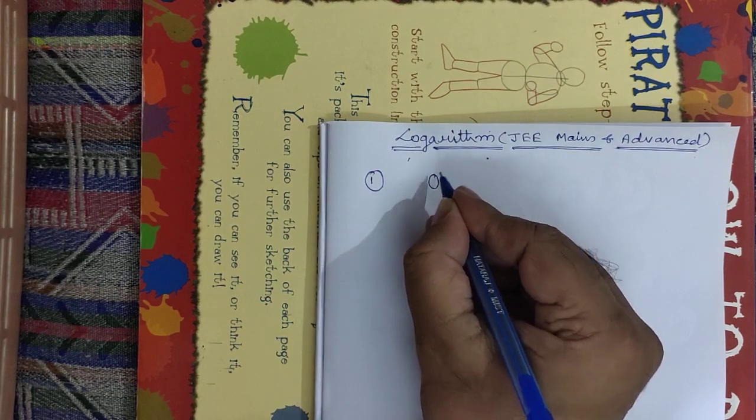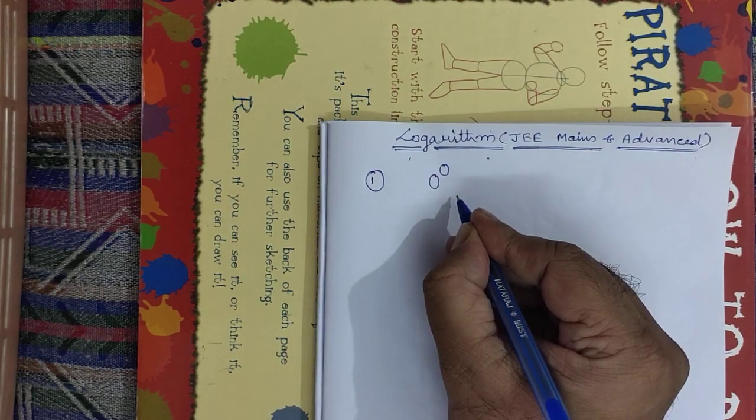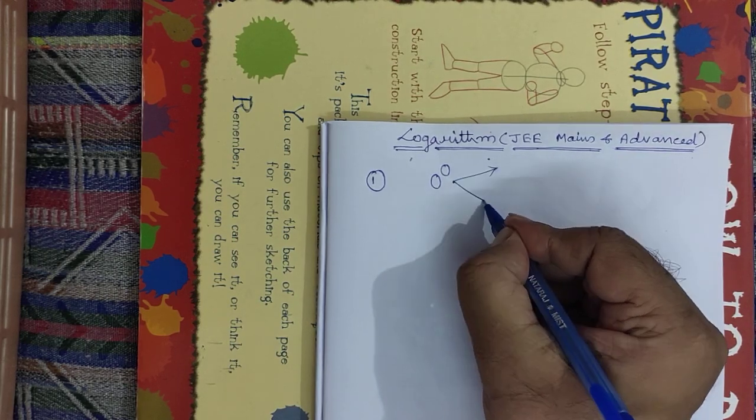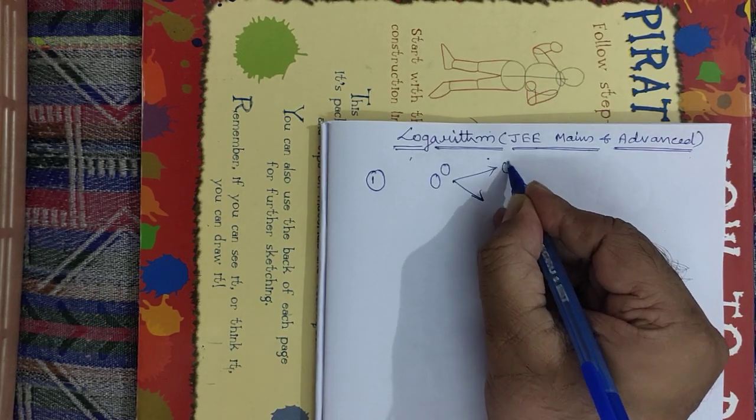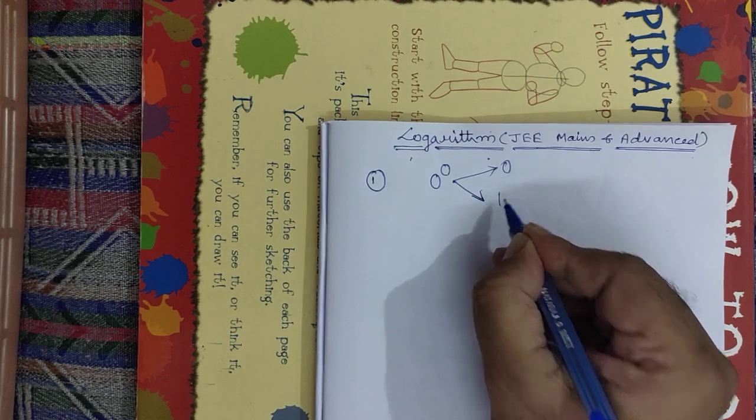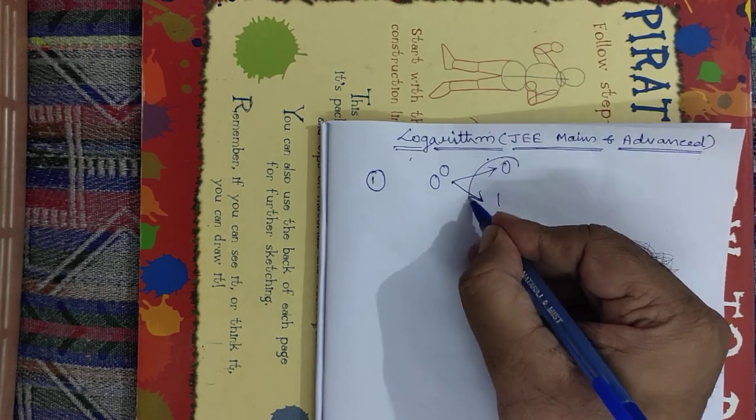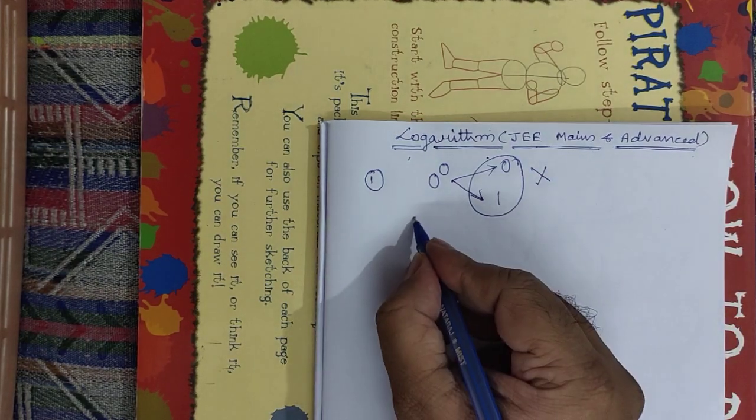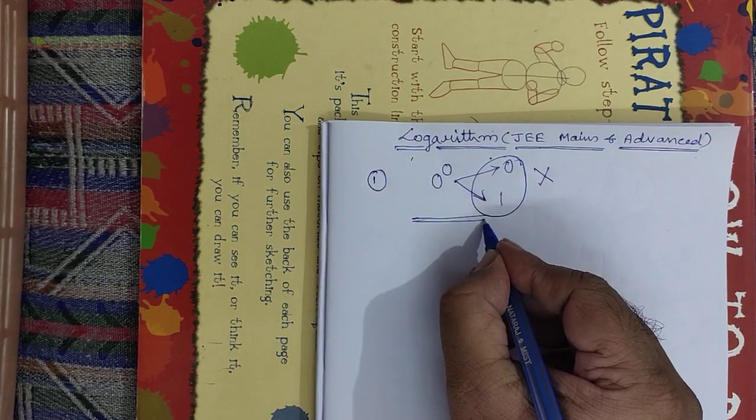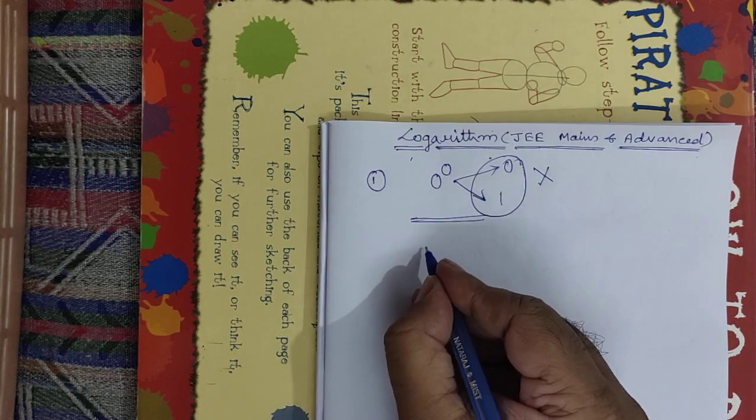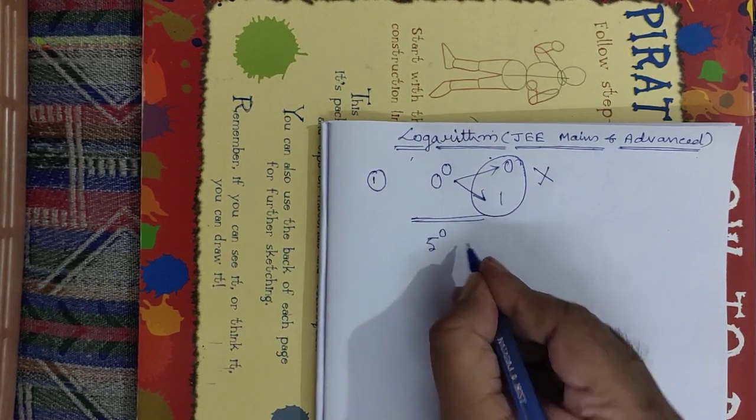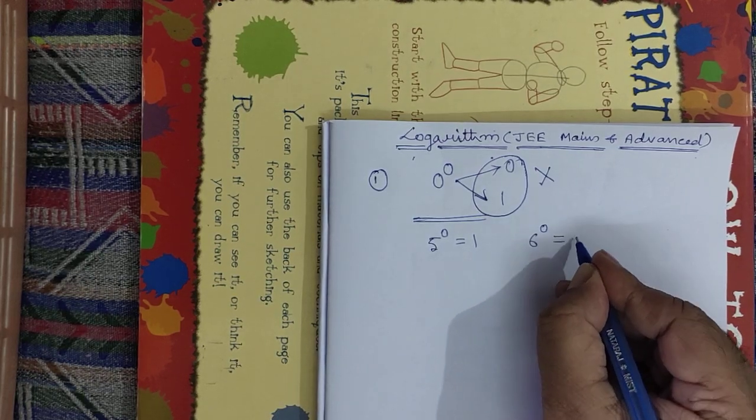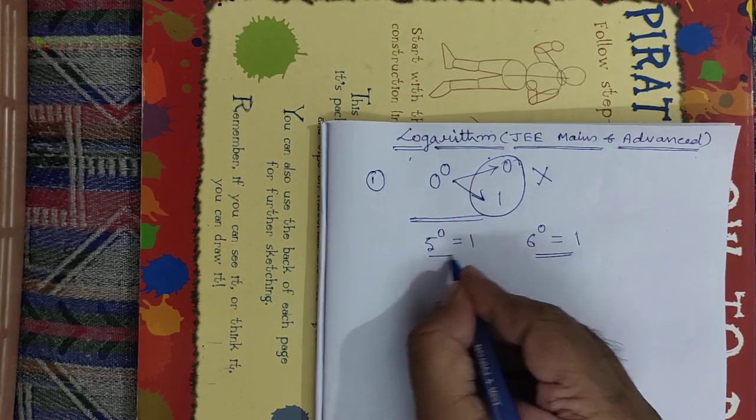what is the value of 0 to the power 0? The most common answer of the students are, somebody says it is 0, somebody says it is 1. And unfortunately, both these answers are wrong answers. Before I tell you this, now if I ask you 5 to the power 0, you would say 1, everybody knows. 6 to the power 0, it is definitely 1, everybody knows this.